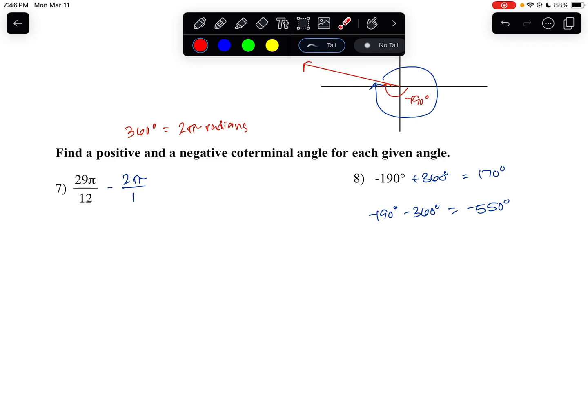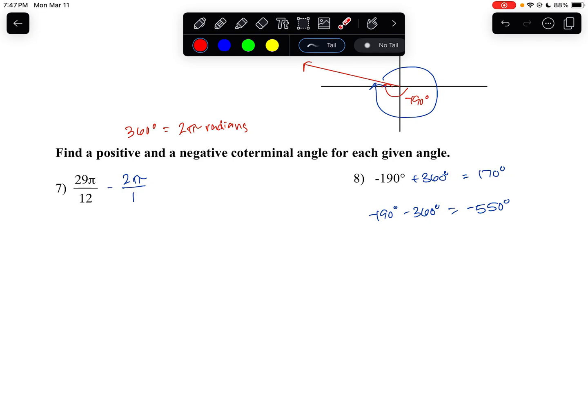Now, the reason why I'm subtracting is because I already know that this angle right here rotated more than 360 degrees. The reason I know is because 360 degrees is equal to 2 pi radians, right? 29 over 12 is greater than 2. So 29 pi over 12 is greater than 360 degrees, because 24 pi over 12 is the same thing as 2 pi. Because this number is greater than 24, I know that this has rotated more than 360 degrees. So if I subtract 2 pi, I know that I'm still going to have something that's positive.